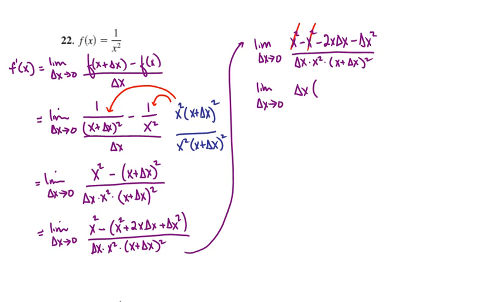Yeah, I can't forget that. When I wrote up at the top, I forgot to put that in. Alright, so in the numerator I factored out a delta x, leaving me negative 2x minus delta x. And once again, all over delta x times x squared times x plus delta x squared. The delta x factors cancel. I can only cancel the factors. I can't cancel just the random delta x's added and subtracted inside.